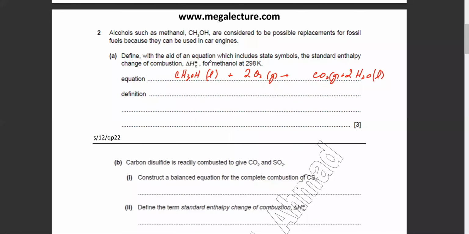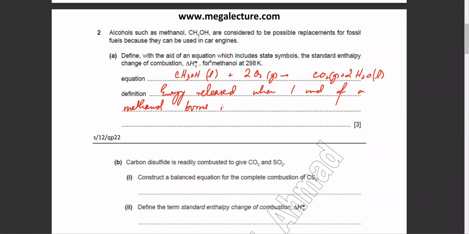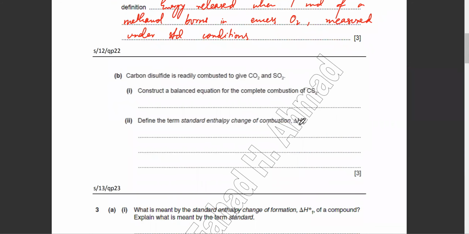And you can write the definition that it's the energy always released when 1 mole of a substance, since we are very specific, 1 mole of methanol, burns in excess oxygen, measured under standard conditions.